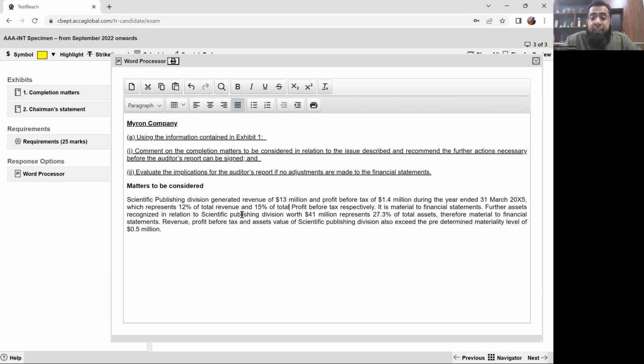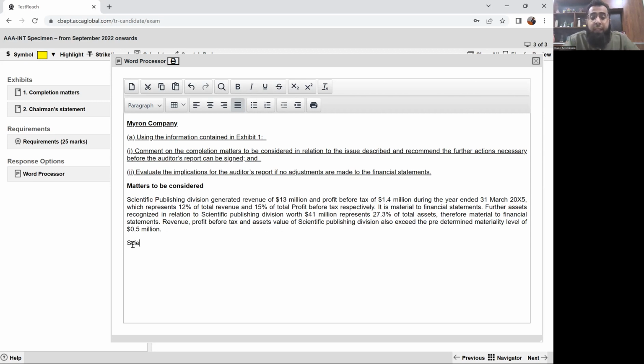Okay. Further, assets recognized in Scientific Publishing Division worth $41 million represent 27.3% of total assets. In case of assets, the materiality threshold is 1% to 2%, but we use the lower threshold of 1%. Therefore, material to financial statements. Revenue, profit before tax, and assets of Scientific Publishing Division also exceed the predetermined materiality level of $0.5 million. So first of all, we have commented on materiality. Now let's move forward. Let's discuss the IFRS 5 rules.